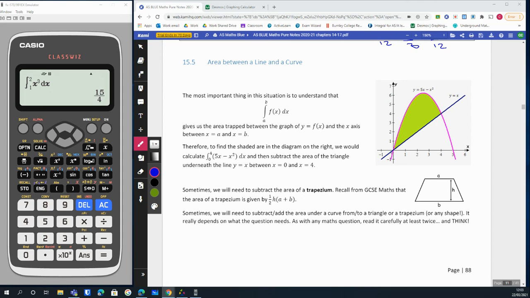So here we're looking at 15.5, area between a line and a curve. This can also be the area between two curves, but the same principle will apply. So it is a similar idea to when you do composite areas at GCSE, but we just look at these two things separately. So we will have a curve, we've got a line.